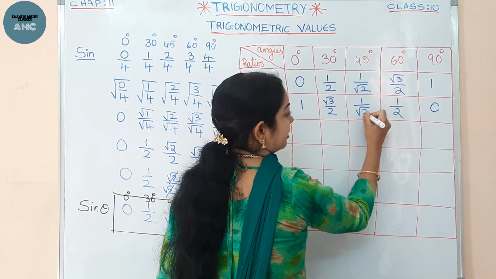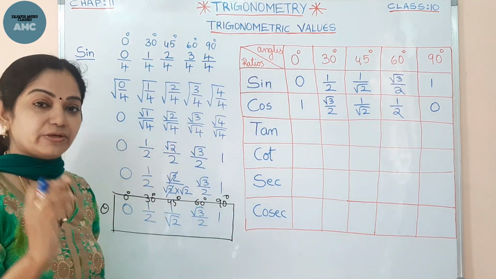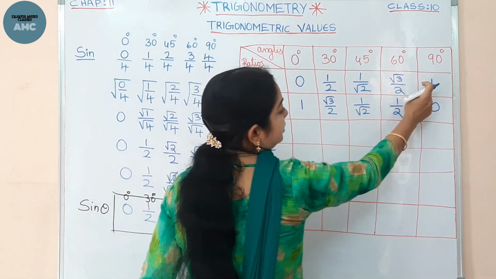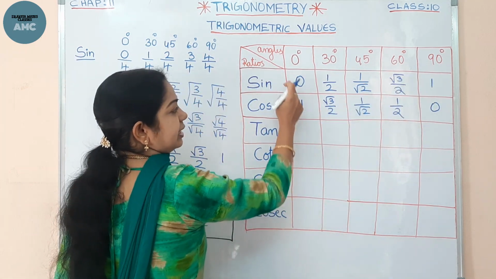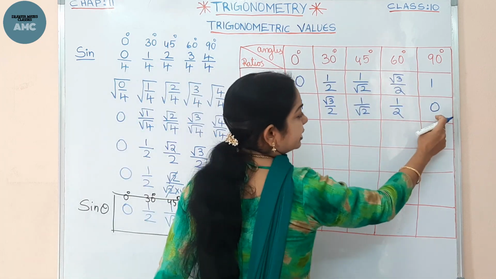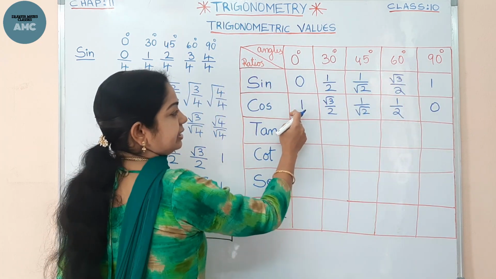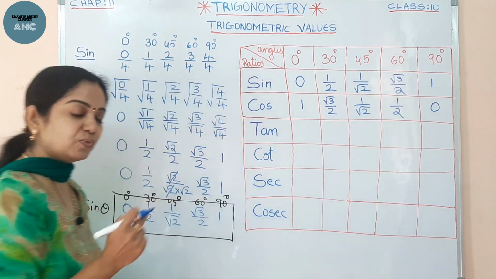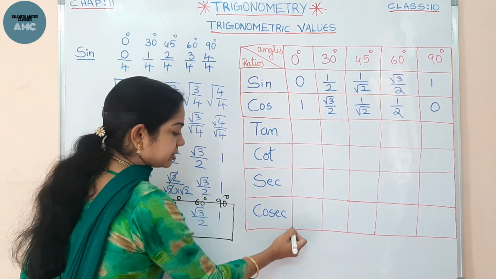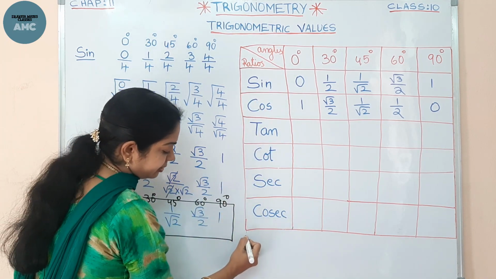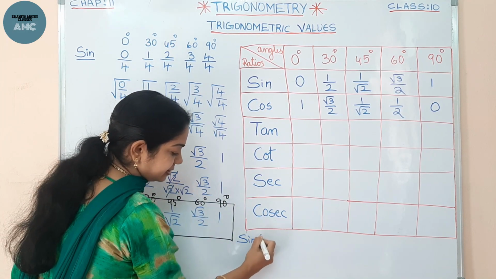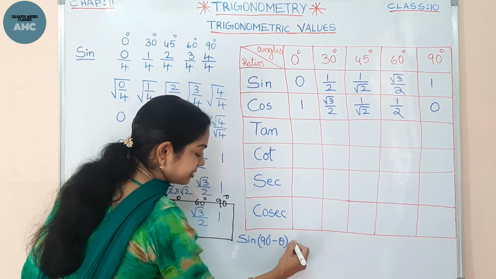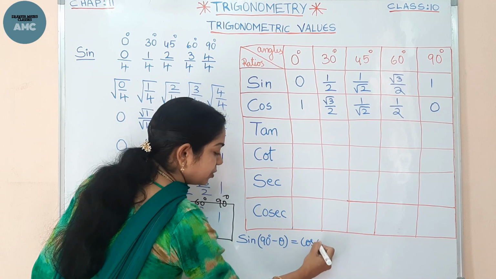And the same thing I am writing. I don't know the cos values, but I only know the sine values. For the sine values, what I am doing? Here sine 90 is cos 0 and sine 0 is cos 90. Sine 60 is cos 30, sine 30 is cos 60 and sine 45 is cos 45. So here the concept of complementary angles comes in. Sine of 90 degrees minus theta is equal to cos theta.